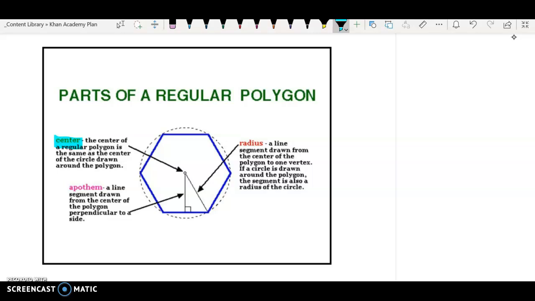So obviously, if you have a circle, you have a radius. If you draw a segment from the center to any of the vertices of the polygon, that would be a radius.